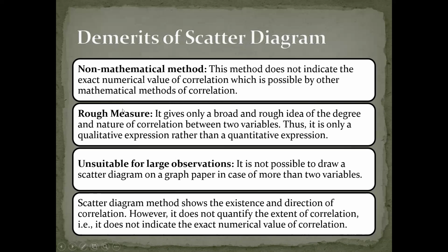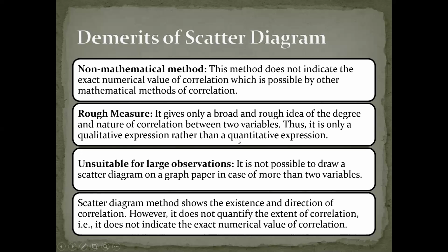The demerits of scatter diagram. First is it's a non-mathematical method. So this method does not indicate the exact numerical value of correlation, which is possible by other mathematical methods of correlation. It's just a rough measure. It gives only a broad and rough idea of the degree and nature of correlation between two variables. Thus, it is only a qualitative expression rather than a quantitative expression.